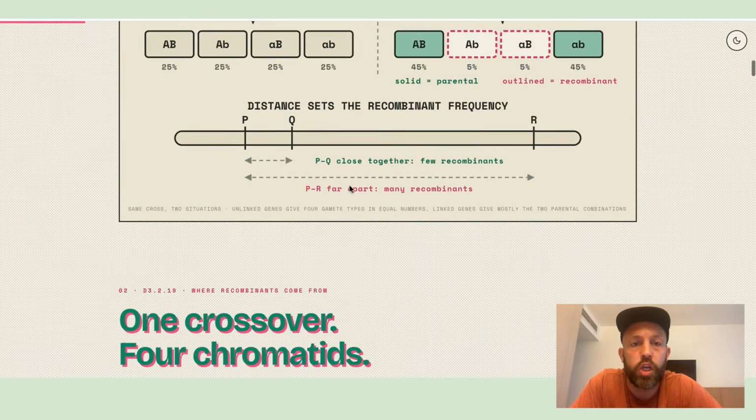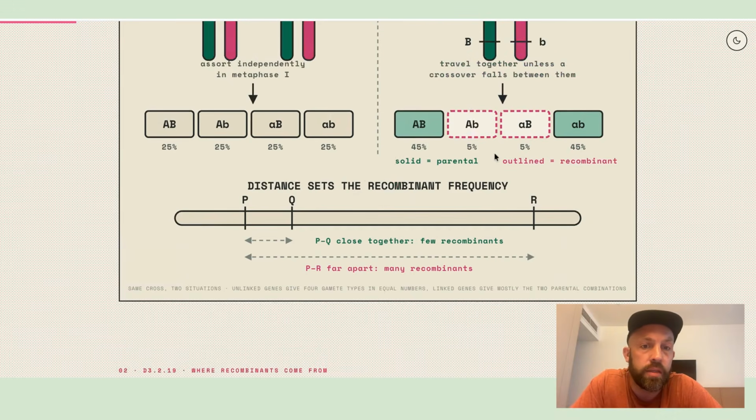If you've got ratios that are similar to this, where there's a small amount of these other ones, then you can know that that's come from genes being linked. So these could be some simple multiple choice questions in an IB exam.